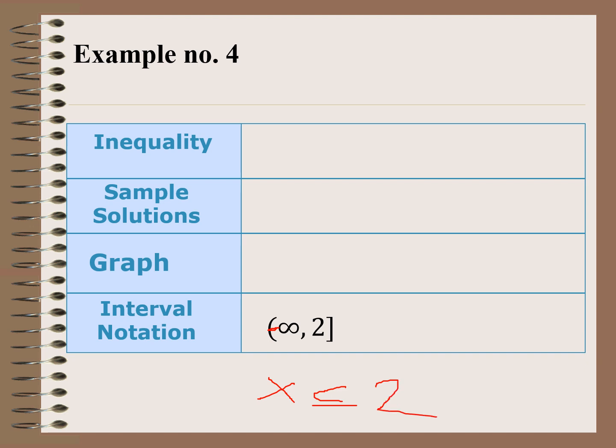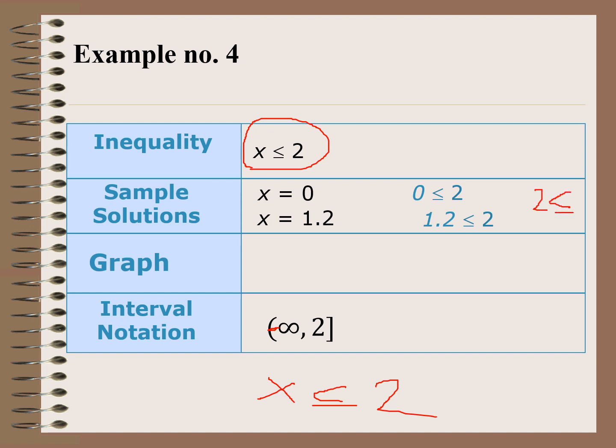And let's check if it's correct. Okay, so x is less than or equal to 2. Now, what would be the sample solutions? Is your 2 included? Yes, because of the words less than or equal to. So your 2 is included. What about your 1.2? Yes, because 1.2 is less than 2. What about your 0? Yes, because 0 is less than or equal to 2. What about your 2 again? Yes, because 2 is less than or equal to 2. So these are the possible solutions.